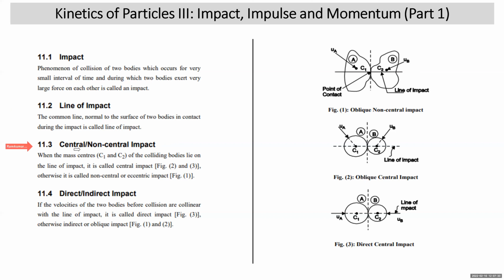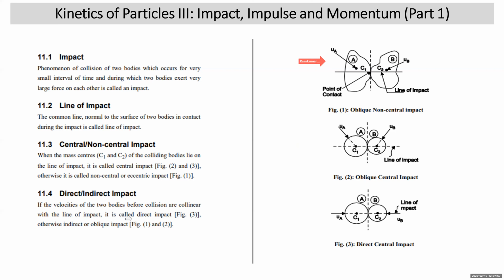Now, central and non-central. If the CG of the two bodies during impact are lying on the line of impact, that is called as central impact. Like in this diagram, you can see the CG of the two bodies A and B, C1 and C2, are lying on line of impact. So it is called as central impact. Whereas in the upper diagram, CG of the two bodies C1 and C2 are not lying on line of impact. So it is called as non-central impact.